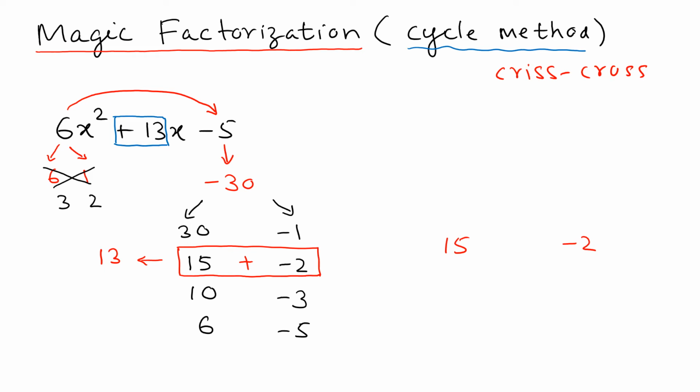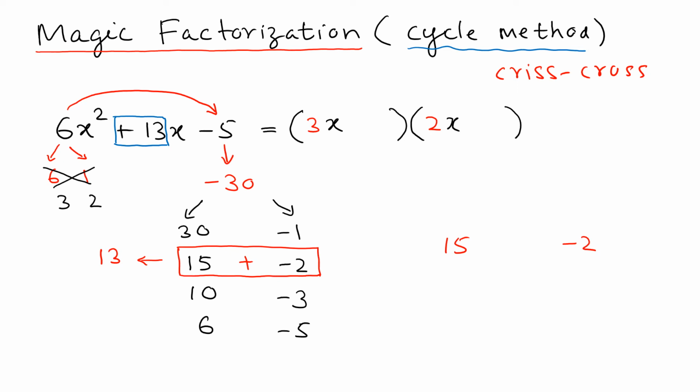Since these are 3 and 2, now we can start writing the factorization. In the factorization, the 3 and 2 go as the coefficients of x. So we can write two factors here: the first one has 3, the other one has 2. That is where the 3 and 2 go.